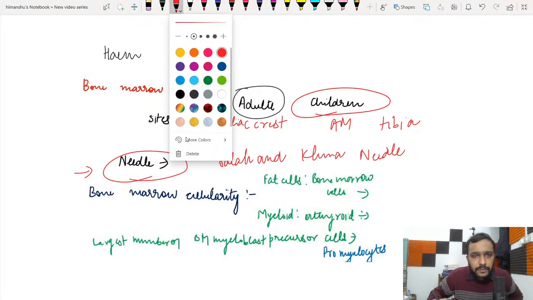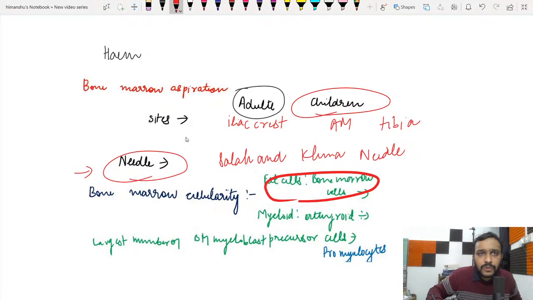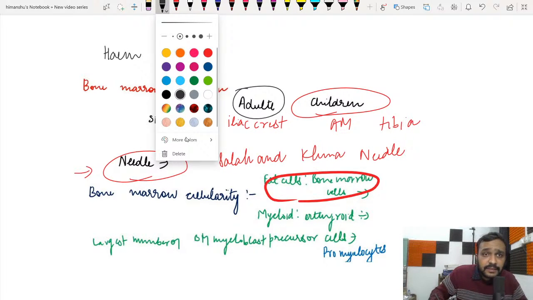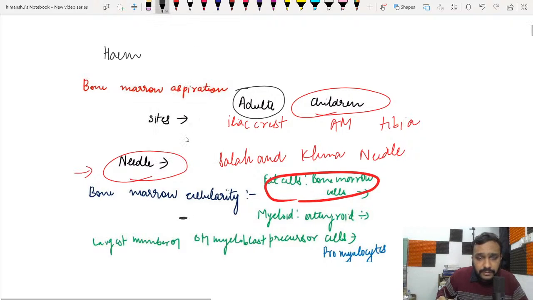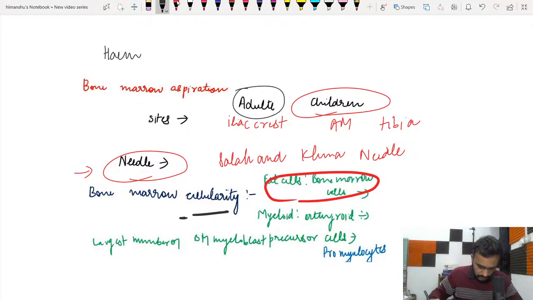Now you will tell me, what is the ratio between fat cells to bone marrow cells? So this is a bone marrow cellularity question. I guess there is some lag between both of us. What is the normal ratio?